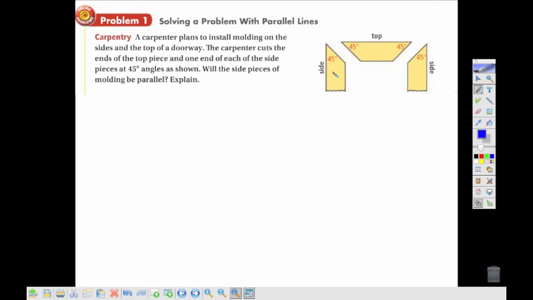So in this particular problem, they're saying that our pieces are cut at 45-degree angles. They're wondering if, when they piece them together, our opposite sides are going to be parallel to each other. Well, in this one, all we have to do is add the 45 and the 45, which gives us 90. We see that those two are same side interior angles. And if same side interior angles are supplementary, then we know the lines are parallel.